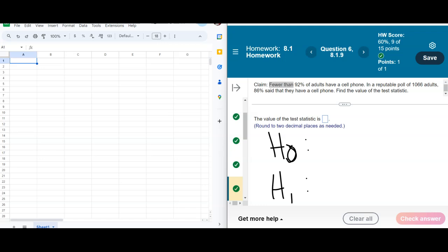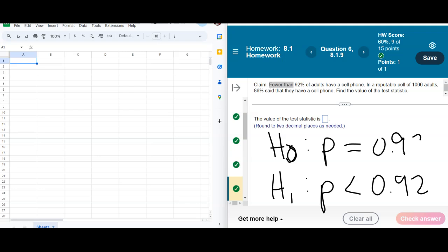They have a parameter, a mean or a proportion. So in this case, it would be a proportion, and then fewer than 92%. That would be the alternate hypothesis, the H1. And then in the null, we get an equality, so always have an equality up there. So equals 92%. That would be our setup. And based on that, the test statistic is from this poll, this 86%. How does that compare to this?